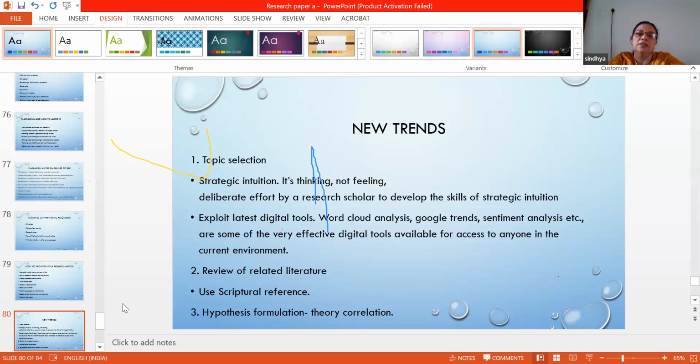So in the current scenario, we should use our own intellectual skill also for selecting a topic, refining a topic, enriching our research process. And exploit the latest digital tools: word cloud analysis, Google Trends, sentiment analysis, some of the effective digital tools for exploring the different areas that we can select.